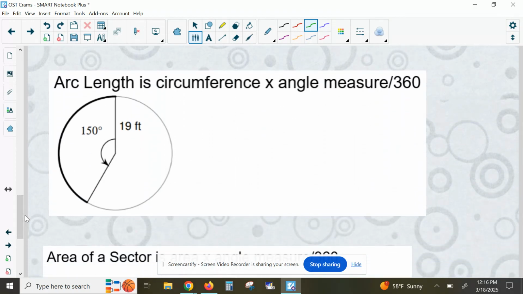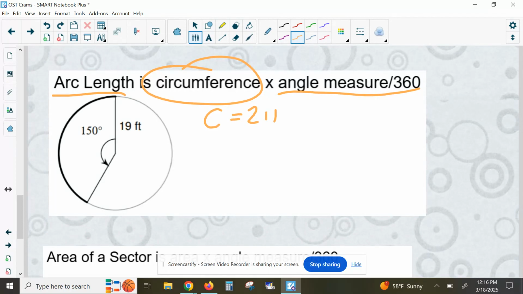Okay, so the next one is arc length. Arc length is circumference. You're going to use circumference, but since this is just not all the way around the circle, remember we have to multiply it by what part of the circle it is. So it's going to be the angle measure over 360. If I look up my formula for circumference, remember in the back of your notebook you have the OST reference guide, and that is C equals 2 pi r. So that formula is given to you on the OST reference sheet, so you don't have to memorize it, but you do need to know arc length is circumference.